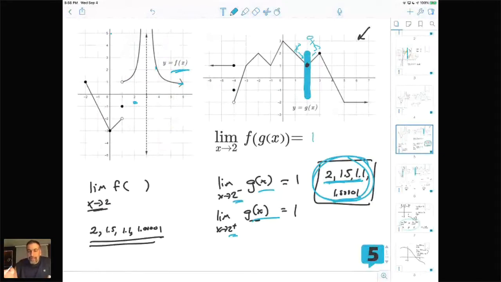The discontinuity doesn't really make a difference if it's not as close to the input we're approaching as possible. So if I'm doing a limit in this problem and I'm approaching 2, I don't have to go far from 2. I can start here or here, from the left and the right, and still get the answer I need.